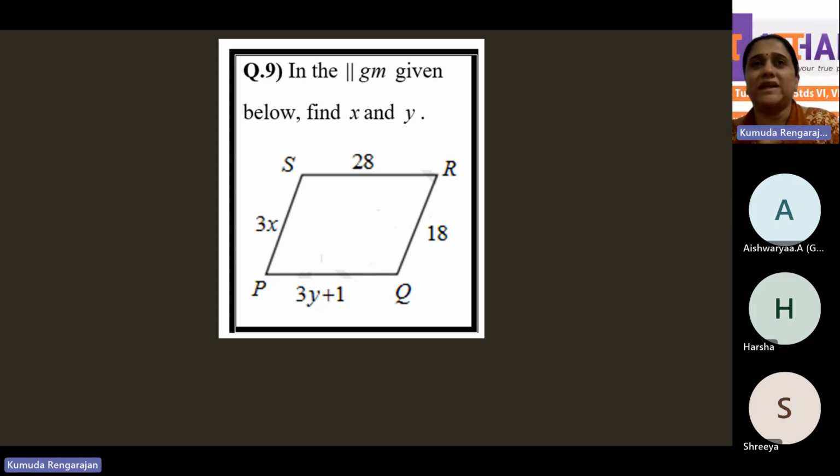Okay, so far we were dealing with angles and the properties of angles in a parallelogram. Now, to solve this, you need to use the property of sides, opposite sides, adjacent sides in a parallelogram. Tell me the properties of the sides in a parallelogram. Opposite sides are equal. So 18 is equal to 3x. 3x is equal to 18. So what is the value of x?